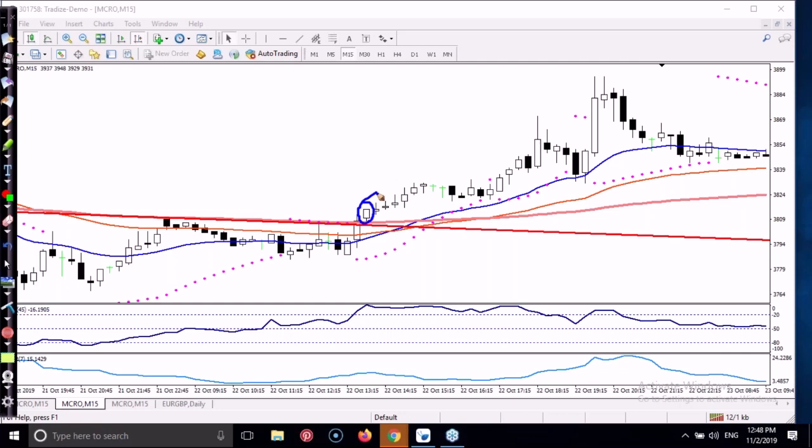All right. So in that case, we have to focus on this Percentage R, which should be above this minus 50 line. Have you seen? They're confirming the momentum candles are bullish now. When they're confirming, we will definitely go for a buy.